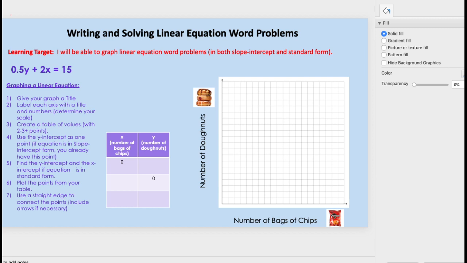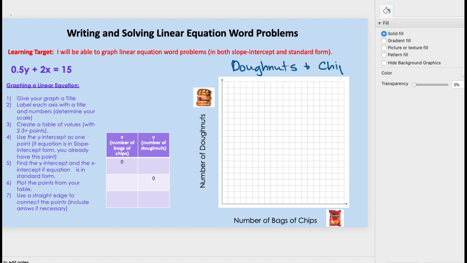So I've put the equation again at the top of the page, and I've also included those steps that we take to graph a linear equation word problem, the same ones that we used when we graphed the equation in slope-intercept form. So the very first step is to give your graph a title. And I realize now, when I'm looking at it, that I forgot to do that ahead of time. So let's pick out a title. It can be very generic. I'm just going to write donuts and chips. Just going to keep it very simple.